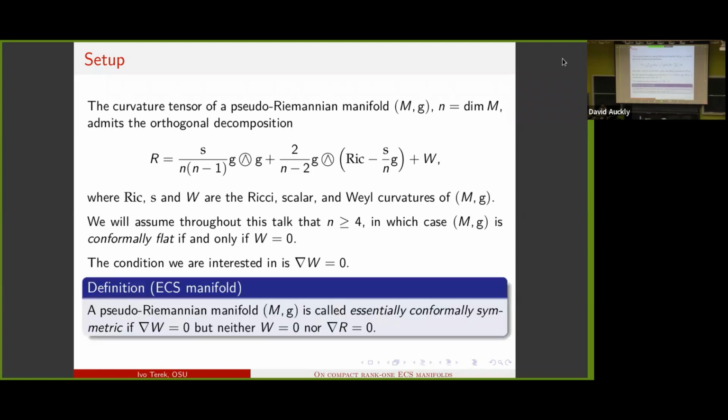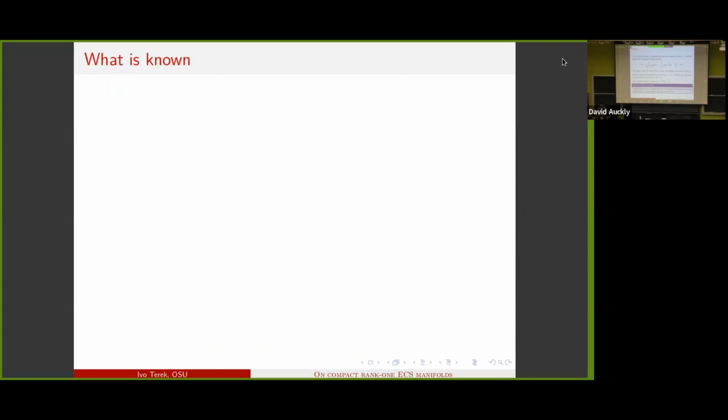So this brings us to this definition. We'll say that a pseudo-Riemannian manifold is called essentially conformally symmetric, hence the ECS in the title of the talk, if the Weyl curvature is parallel, but your manifold is neither conformally flat nor locally symmetric. So we're excluding those trivial cases. Okay? Now, that being said, what is known about this?